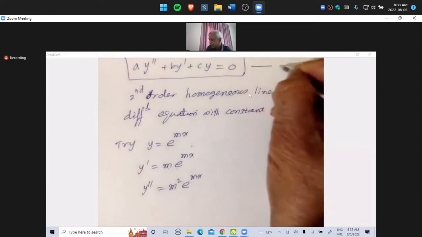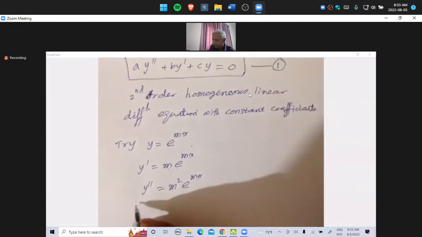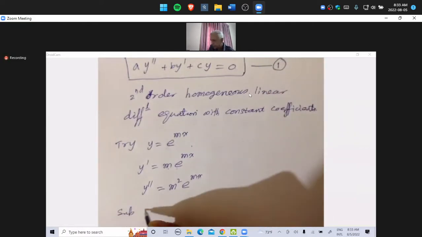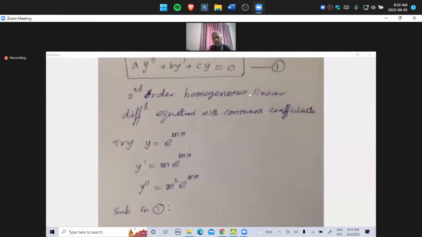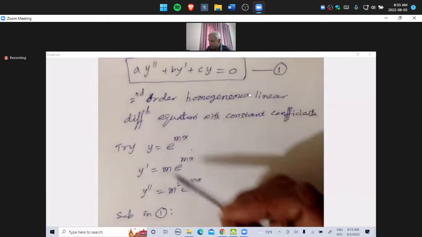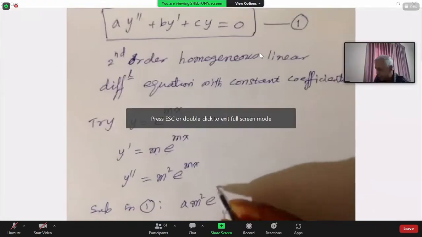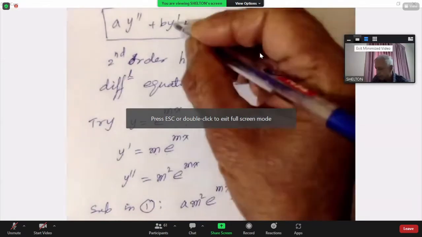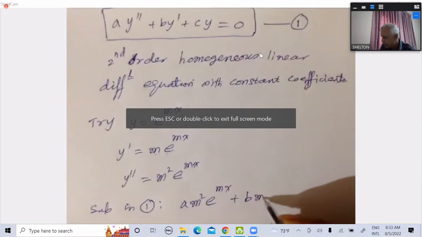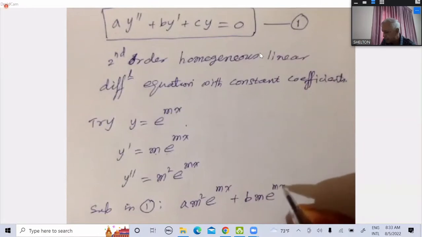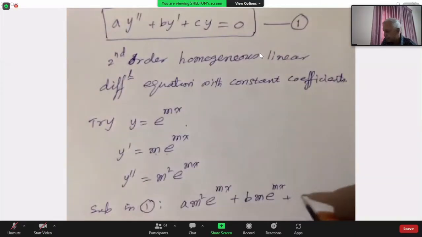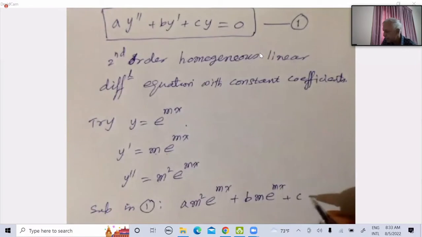So let us call this equation 1. Substitute in 1. If you substitute this in 1, what do you get? y double dash is m squared e to the mx, so a m squared e to the mx, plus b times y dash, which is m e to the mx, plus c, we took y to be e to the mx.